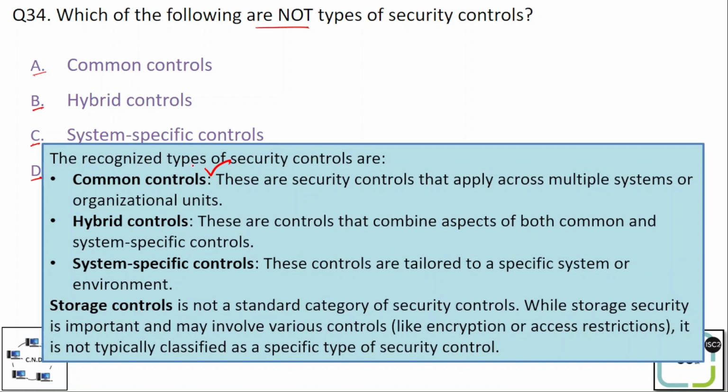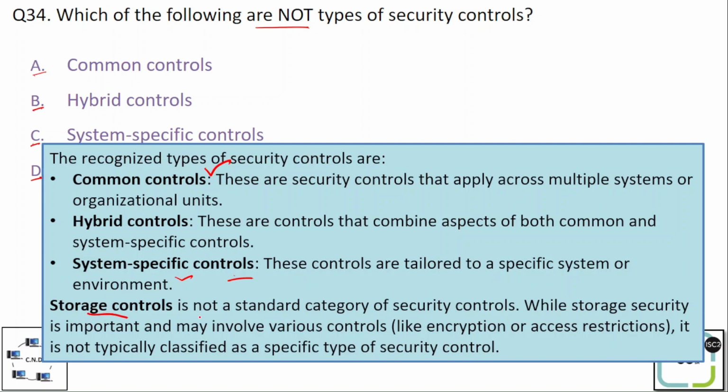So the recognized types of security controls are common controls. These are security controls that apply across multiple systems or organizational units. Similarly, hybrid controls are controls that combine aspects of both common and system-specific controls, while system-specific controls are tailored to a specific system or environment.